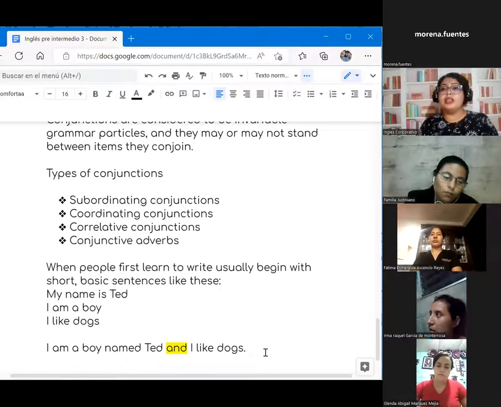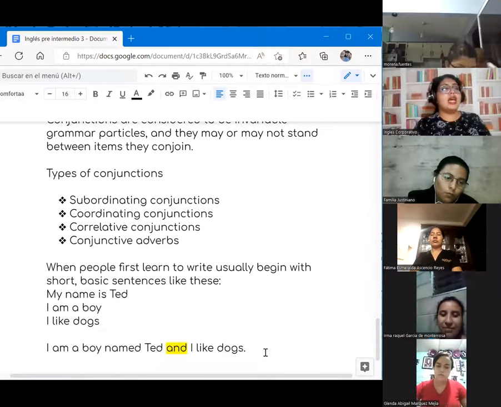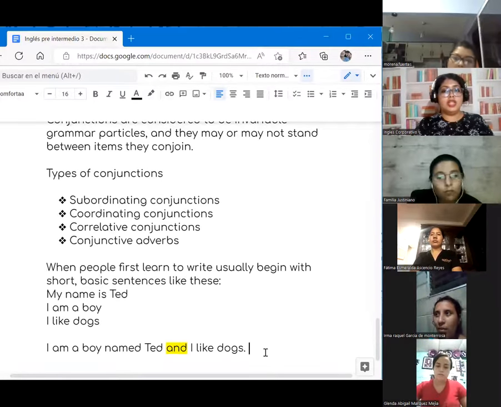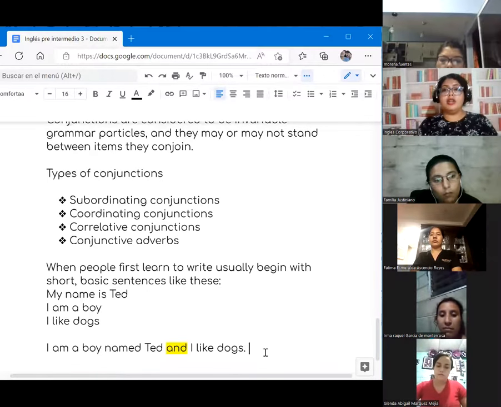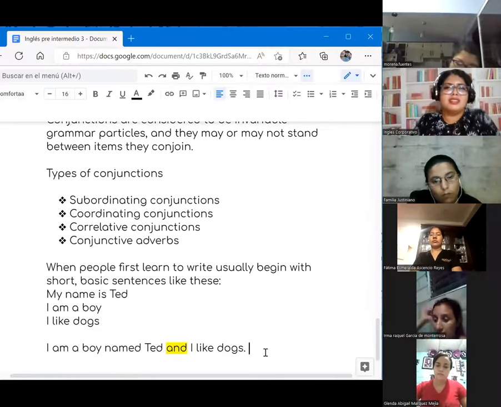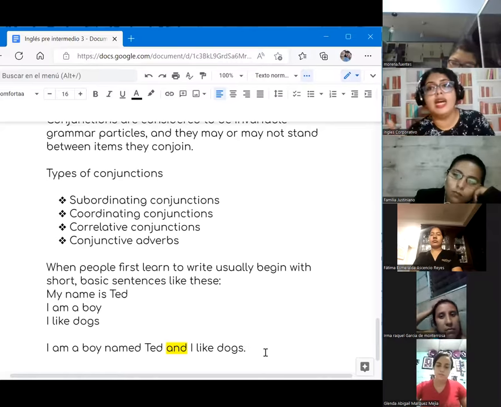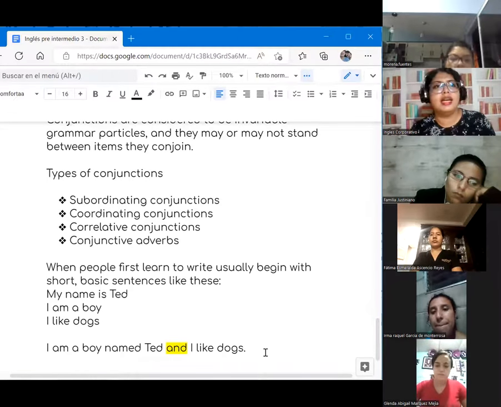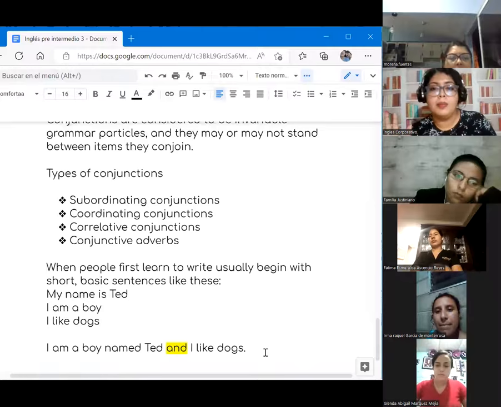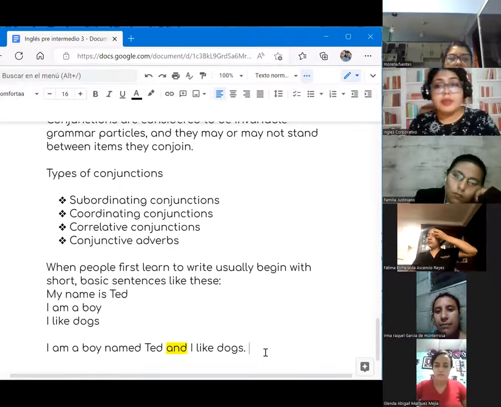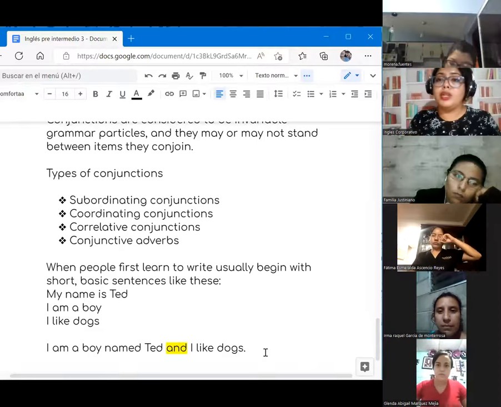Because when we are talking in English, we are not going to say, I am Elena, I am a teacher, I am a girl. It is going to sound weird, because we're not going to talk like that every time. So I can say, I am a girl named Elena, I am a teacher, and I like to read books, for example. Very, very simple. And we have the first use for the conjunctions.